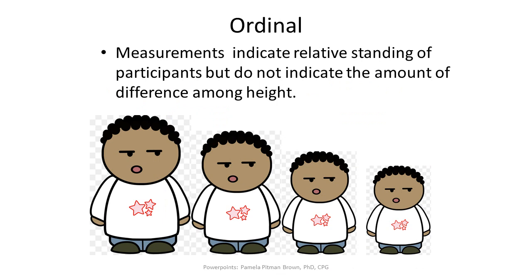So remember, within ordinal, measurement indicates the relative standing of the participants, but it does not indicate the amount of difference among height. So again, to remind you, in ordinal, we're ranking you in order from high to low, or we could actually do low to high, but we're not saying how much higher or lower one participant is from the other.